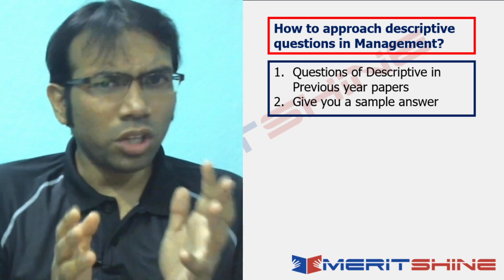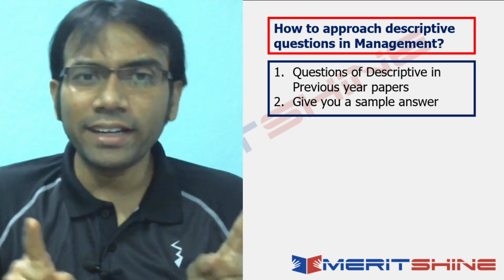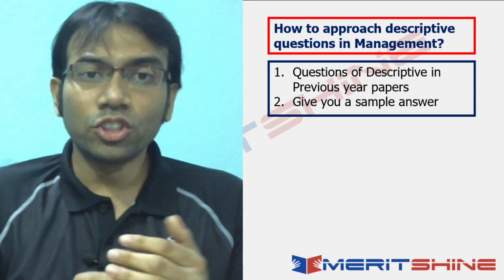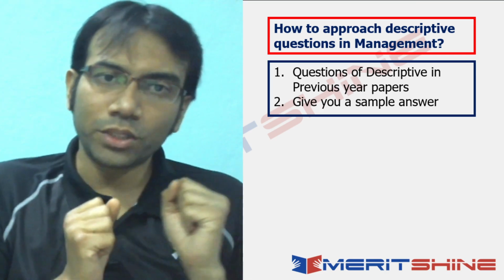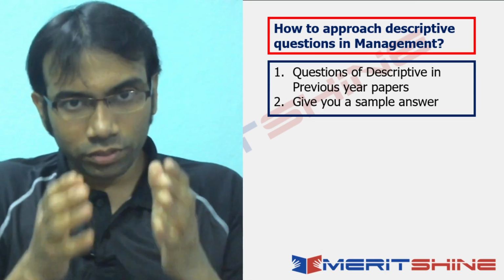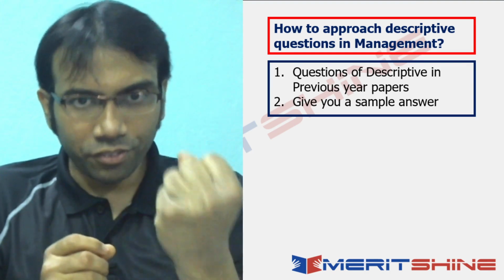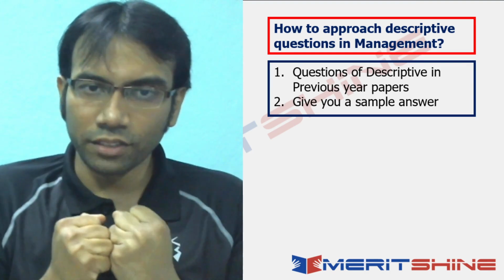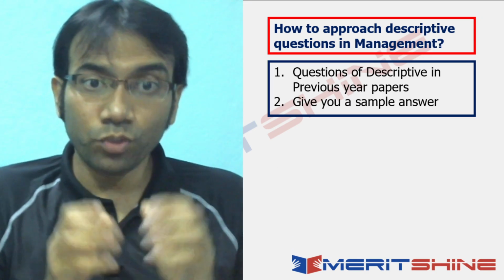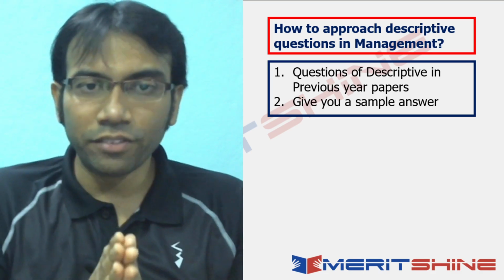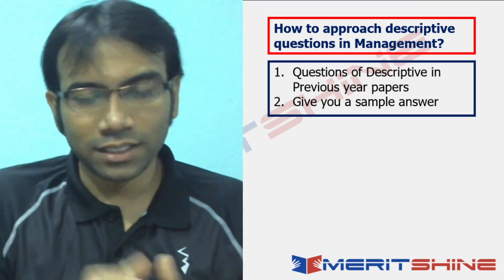Yes, RBI used to conduct a descriptive paper. Till 2016 or so, the RBI grade B paper used to be fully descriptive. It was 3 to 4 years back that they changed it to a fully objective paper. Now this year they have mixed both of them, right? They have kept 50% descriptive, 50% objective. When we look at those previous year papers, which used to be only descriptive, that would give us an idea about the kind of questions that they might ask.